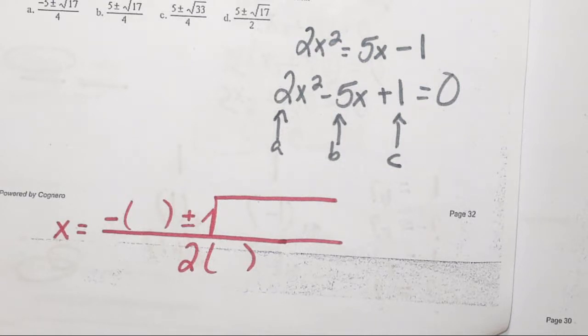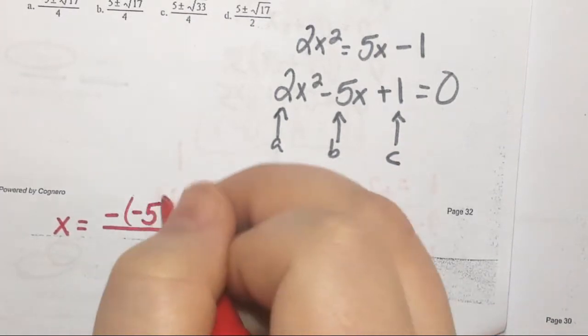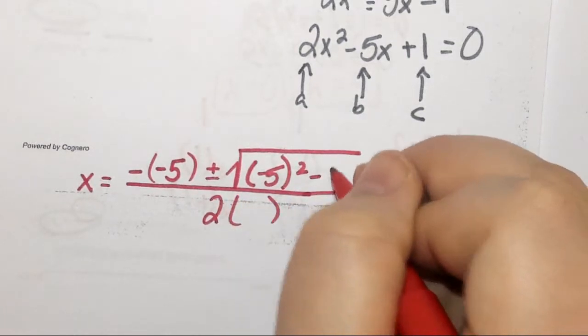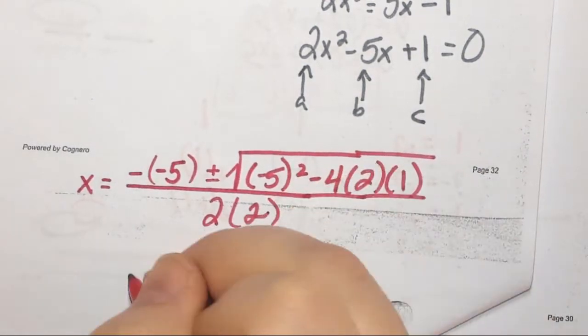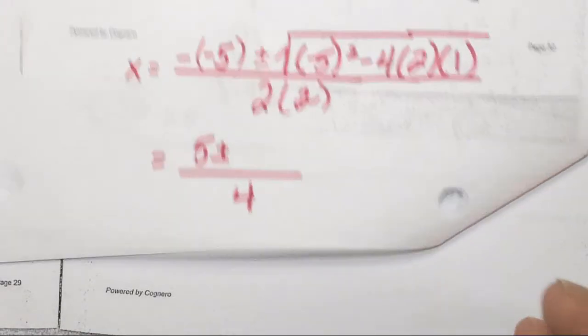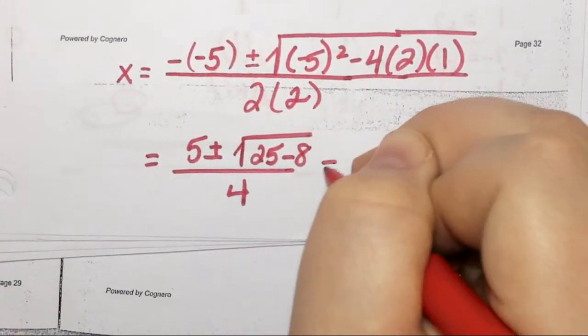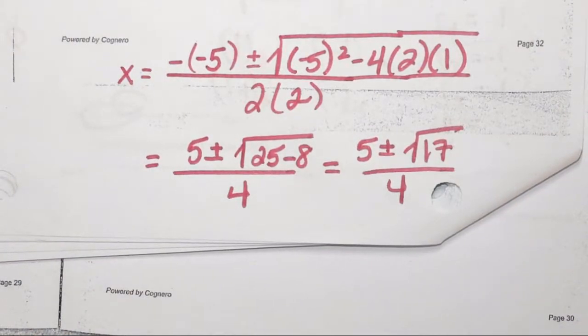Yes, you get a point, Josh. So it's negative b plus or minus, so it's minus a negative 5, plus or minus the square root, negative 5 squared, minus 4ac, over 2a. So you end up getting 5 plus or minus something over 4. Well, it's 25 minus 8, which really is 17. So 5 plus or minus square root of 17 over 4, which is B. Okay, this is math. We're good there. That's the answer.